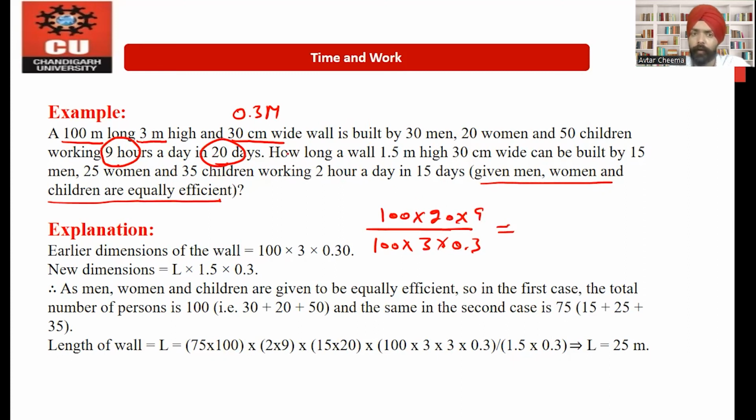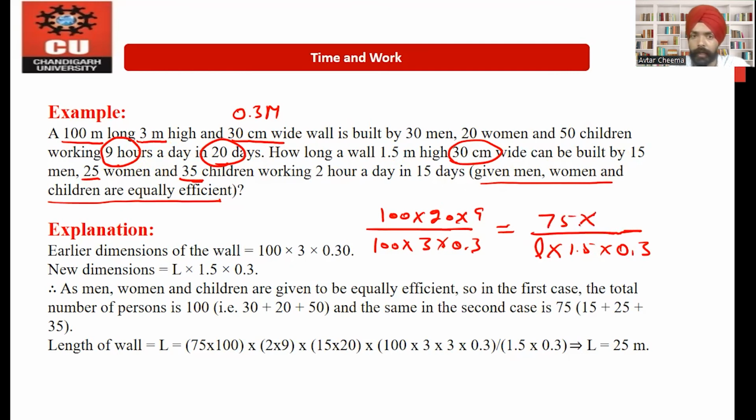On the other side, we have to find out how long the wall is. So length we have to find out. Length I will write down L. Now height is 1.5, and how much wide? Wide is 0.3 meter. Because this is in the form of centimeter, I'm writing it in the form of meter. Then their working is 25, 15, 25, and 30. All are equal efficiency. Then I'm adding all. This will be the 75.